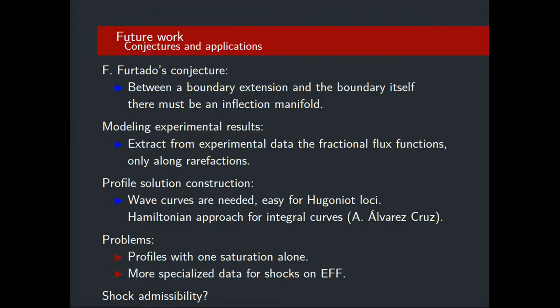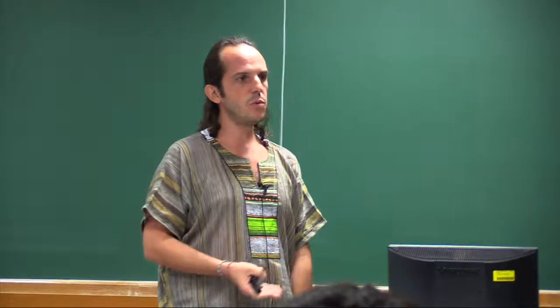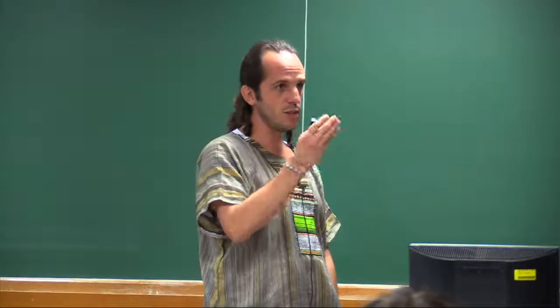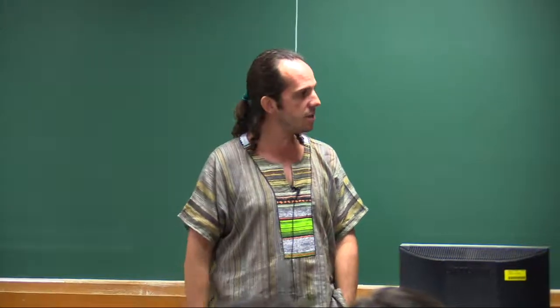And one thing that I don't know if it could be great is that maybe we can try to find some shock admissibility criterion when we have, for example, non-local branches of the Hugoniot locus. This one I'm going to tell you later how I'm thinking about it.